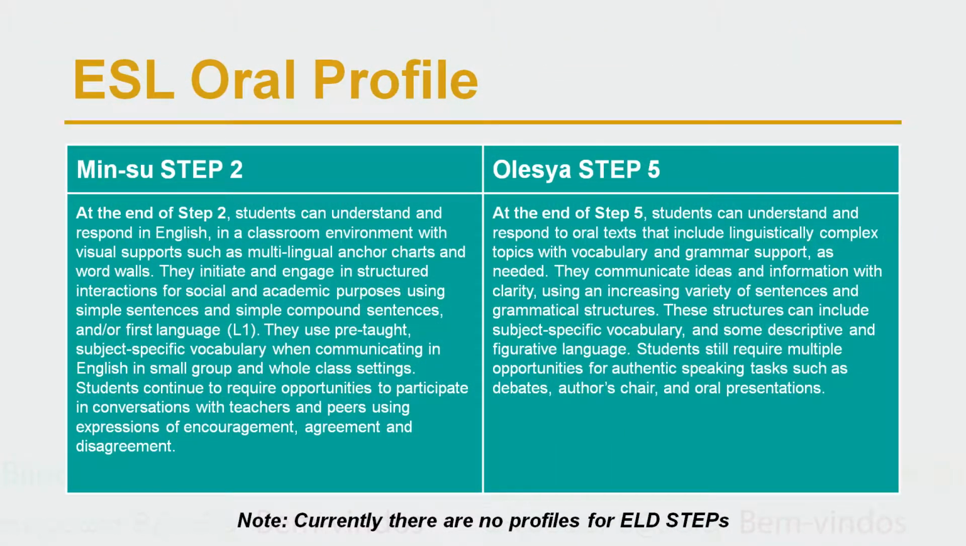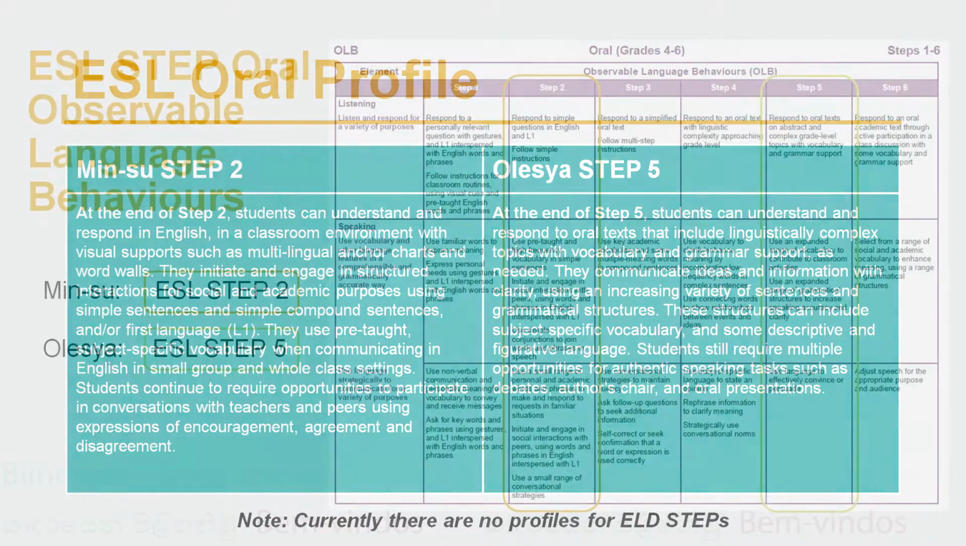Now that we know which step the students are starting on, we can look at the ESL oral profile to provide context for programming and assessment. The profile provides a general overview of the student's language proficiency at the end of each step, and some of the strategies required to access a student's academic and English language strengths. Please note that Benjamin has not been included here because at this time there are no oral language profiles available for ELD steps. Please take a moment to read each oral language profile.